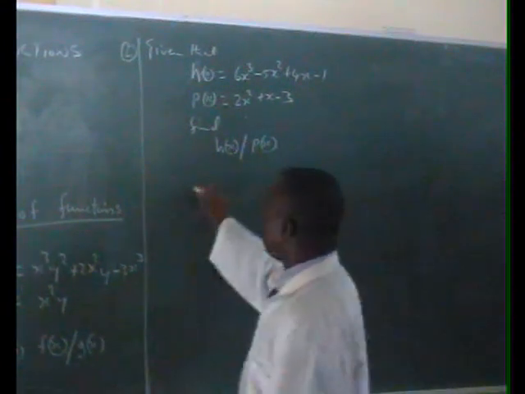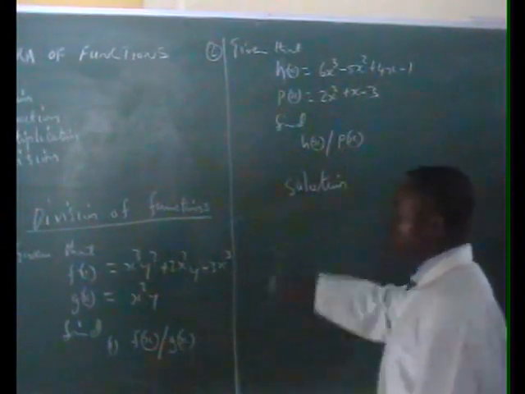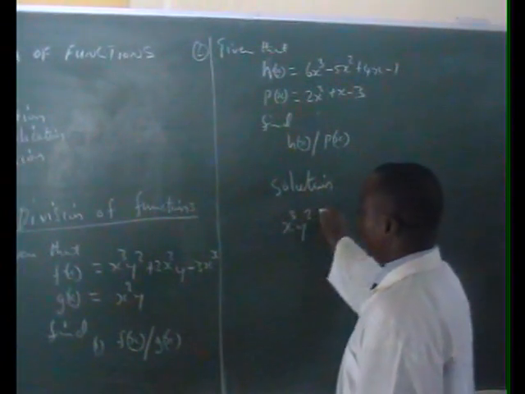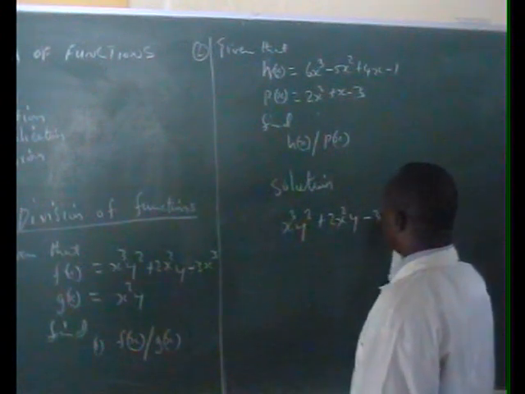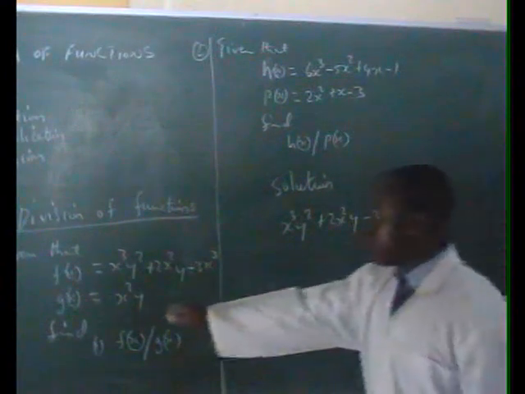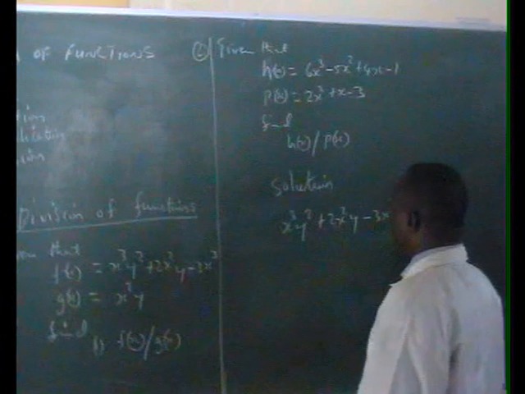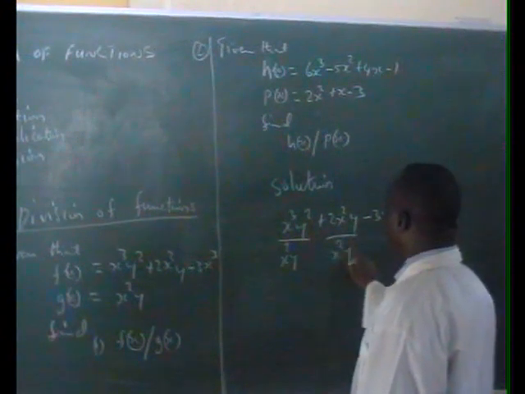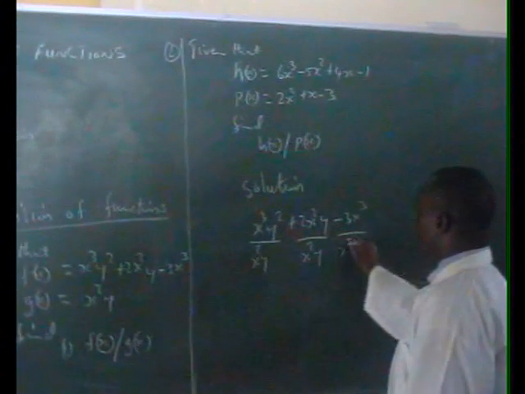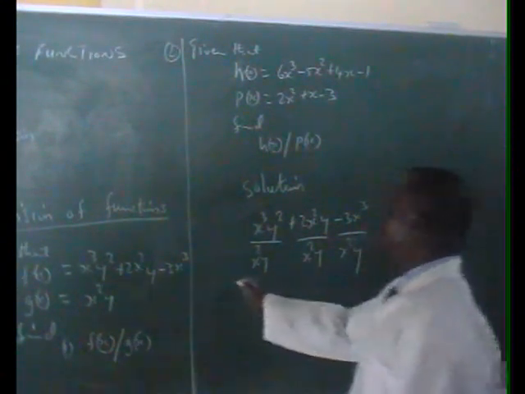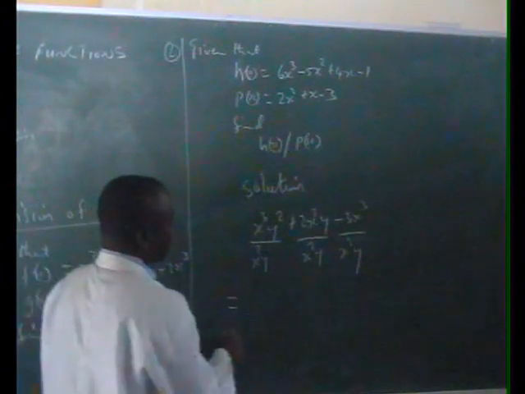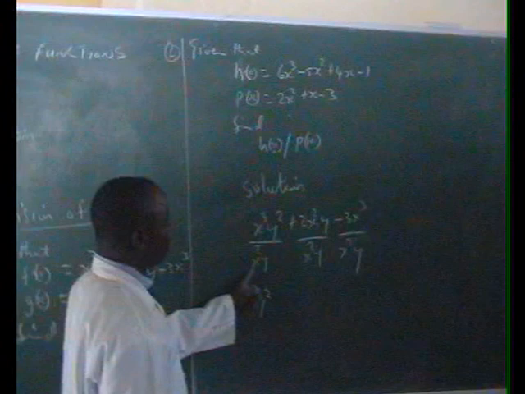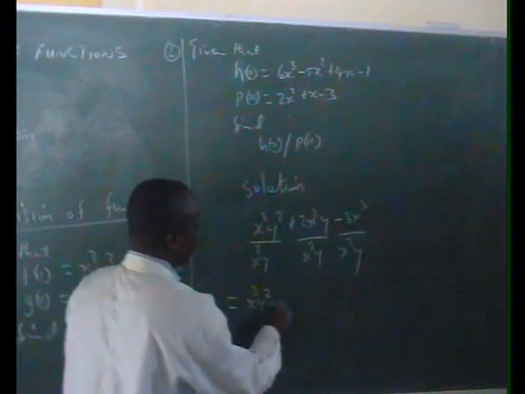Now, let's start with 1. Solution 1. x cubed y squared plus 2x squared y minus 3x cubed is divided by x squared y. So it means division. We can divide each term by x squared y. The first term is x cubed y squared. I'm going to take the divisor up, and of course, if I take that up, I will have x to the minus 2.